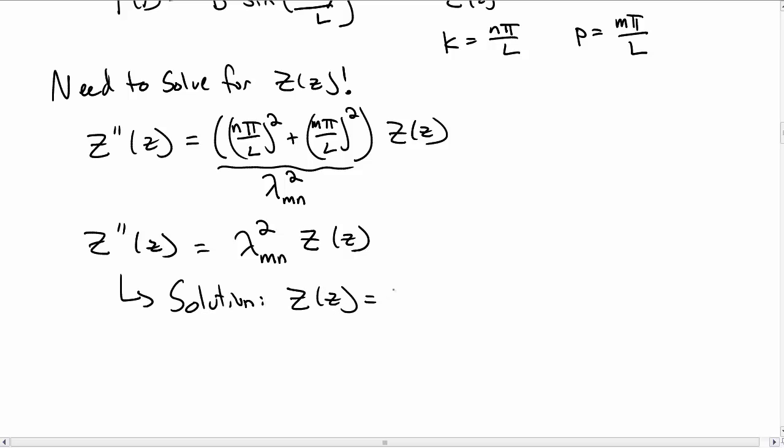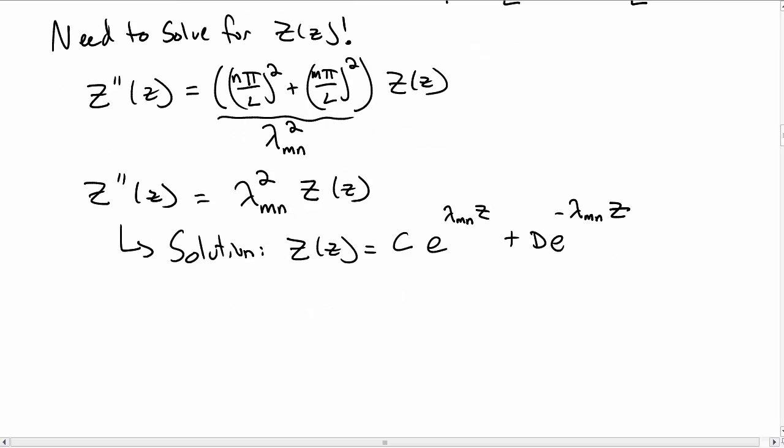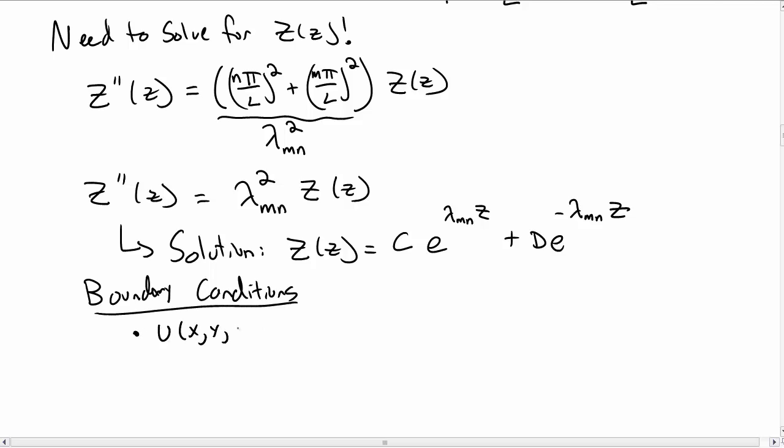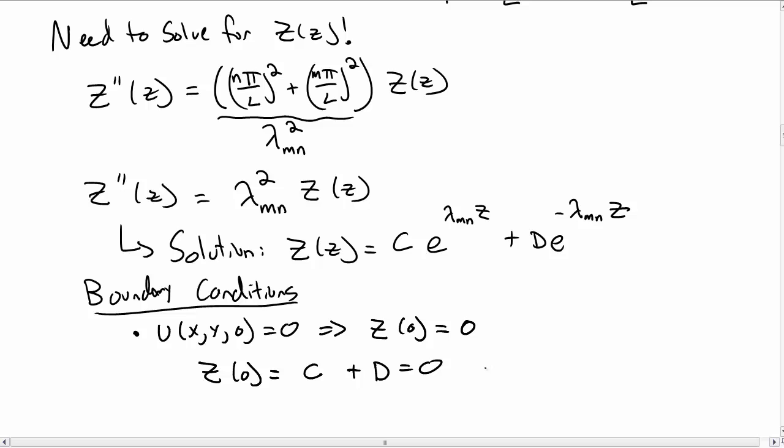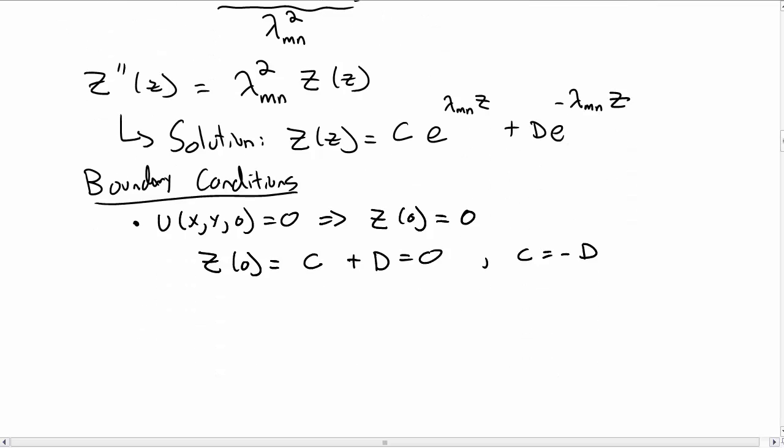Clearly the solutions here are indeed exponentials, and so we have c e to the lambda mn times z plus d e to the minus lambda mn times z. Okay, so let's impose our boundary conditions now. Our boundary conditions in the z direction, looking back at what we had, u at x, y, and z equal to 0 must be 0. That means that capital function Z must be 0 at z equal to 0. So putting z equal to 0 in our solution, we have c plus d must be equal to 0, or c is equal to minus d.